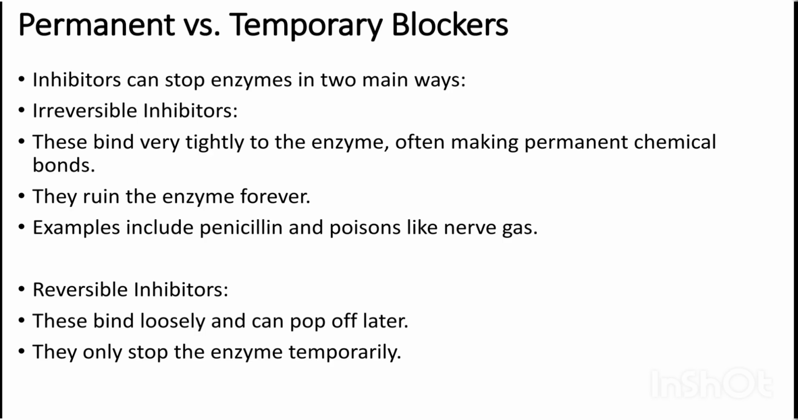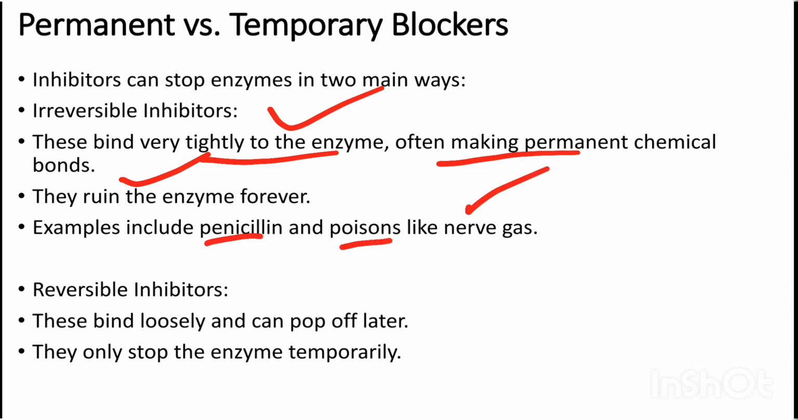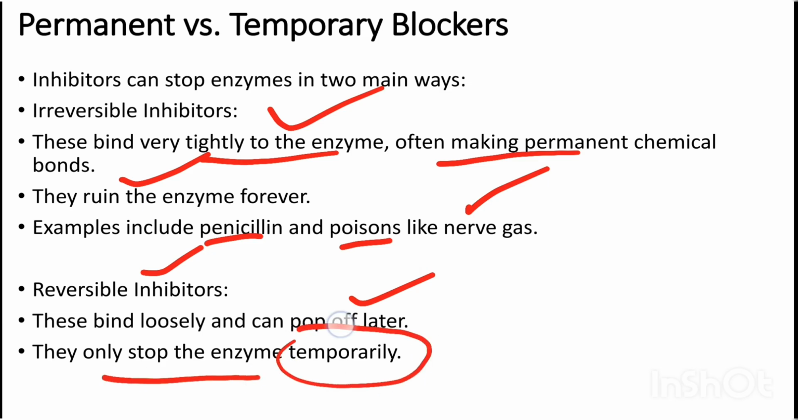Those inhibitors which stop the activity of enzymes permanently are called irreversible inhibitors. They bind tightly to an enzyme, often making a permanent chemical bond. They completely destroy the enzymatic activity. Examples are penicillin and poisons like nerve gas. Reversible inhibitors bind loosely to the enzyme and can detach later on. They only stop the enzymatic activity temporarily.